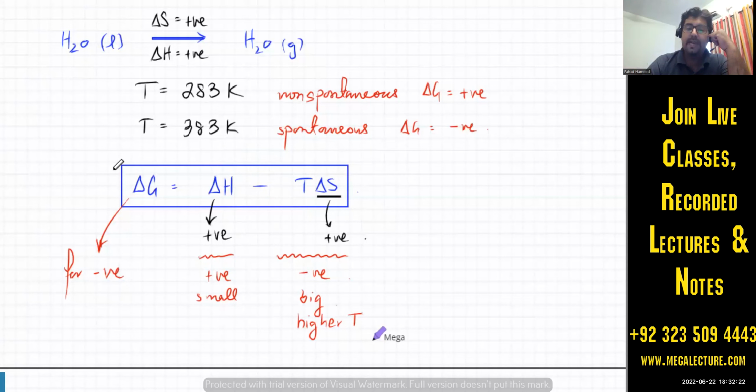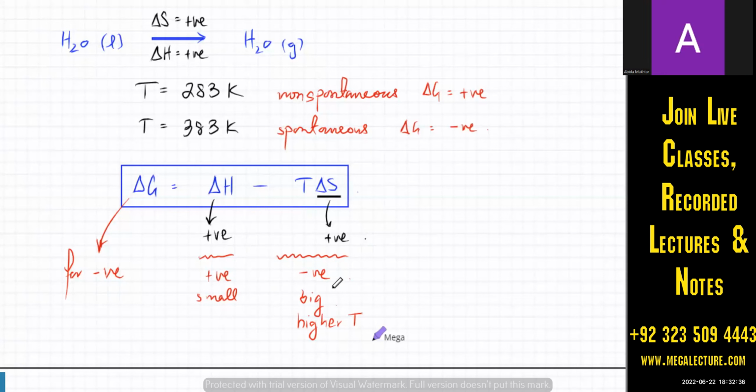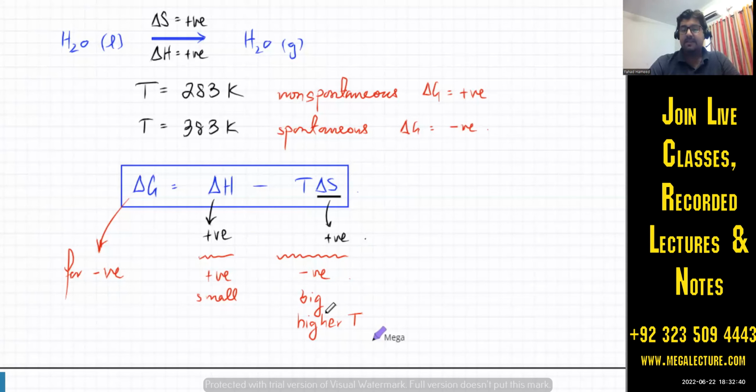Now, delta G is the sum of a positive value and a negative value. If I want to make it spontaneous, I need to make delta G negative somehow. The way I can make it negative is to keep the negative term bigger. How can I make it bigger? If I have a bigger T, that will make the negative value much bigger in size. So delta G would turn negative at higher temperatures, which means it's going to become spontaneous at higher temperatures. And this is exactly what we predicted.